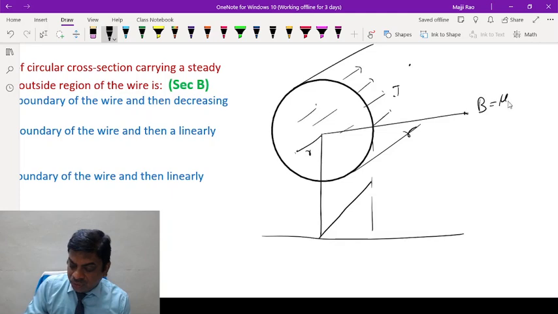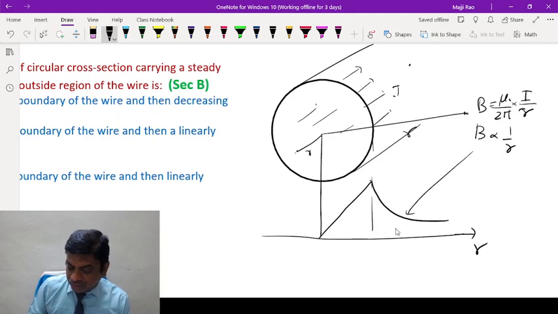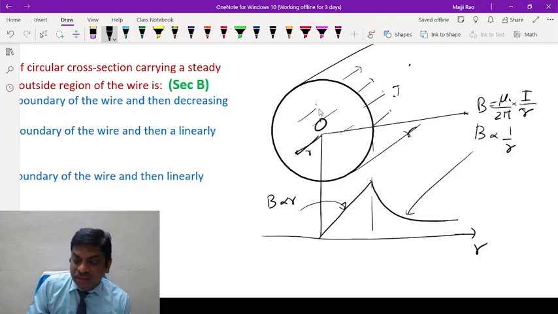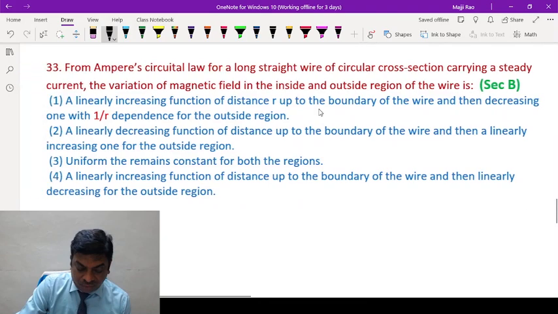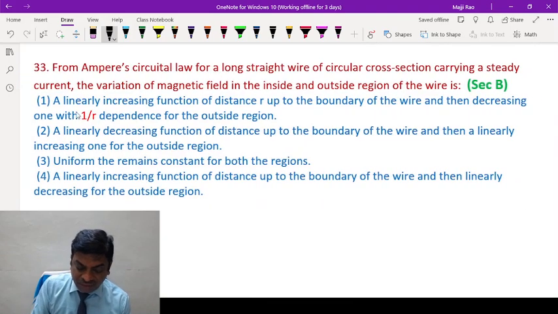The formula is mu 0 by 2 pi due to an infinitely long wire, total current upon r. So here outside, you can see B varies inversely as r. It is a rectangular hyperbola. Inverse variation corresponds to a rectangular hyperbola, and this is a linear variation corresponding to a straight line, because here B will be proportional to r. r is the distance from the center. So the variation of field is a linearly increasing function of distance r up to the boundary. So first option is the correct option.